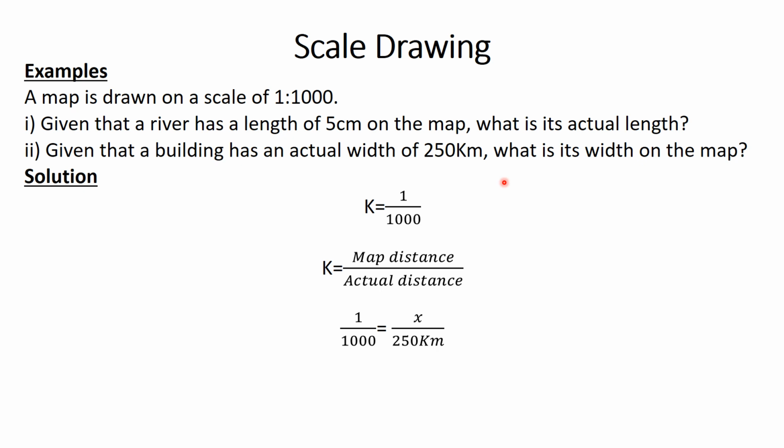So the K, we write it here. Map distance X, actual distance 250 kilometers. When you cross multiply, we're going to get 1000 times X, which is 1000X, and 1 times 250 kilometers, which is 250 kilometers. So we can divide both sides by 1000. When we do that, we're going to get 0.25 kilometers. So the width of the building on the map is 0.25 kilometers.